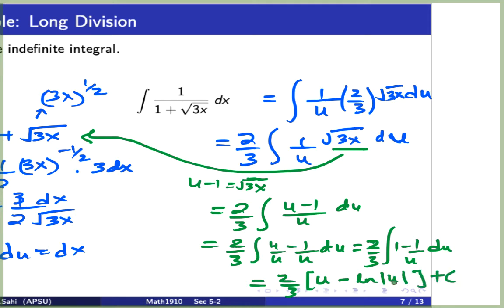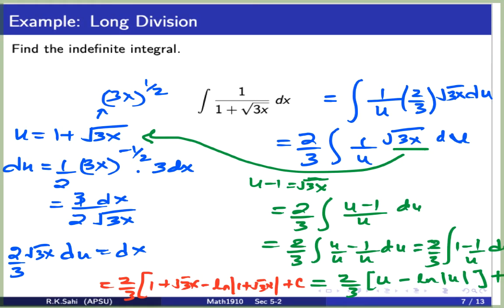Now remember, you have to change the u back in terms of the substitution. So the final answer is 2/3 times, where u is 1 plus square root 3x, then minus natural log and absolute value of 1 plus square root of 3x, plus c. Okay, quite a few little things we have to do over here.